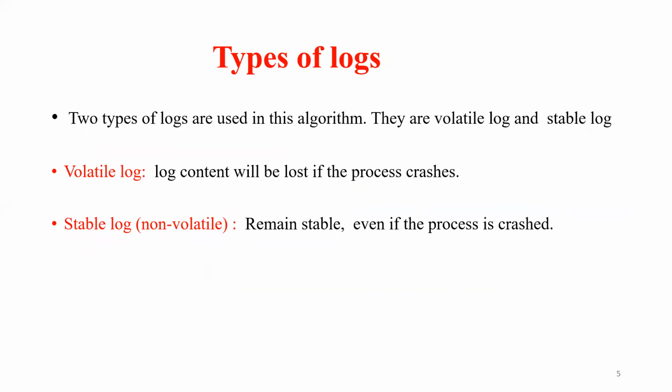Types of logs. Two types of logs are used in this algorithm: volatile and stable logs. Volatile log means the log content will be lost if the process crashes. In case of any crash due to network failure or any other reason, the content of the log will be lost. Stable means the content will be stable. Even if the process crashes, the content is stable. That means we can recover the content from the stable log. Stable, or non-volatile.